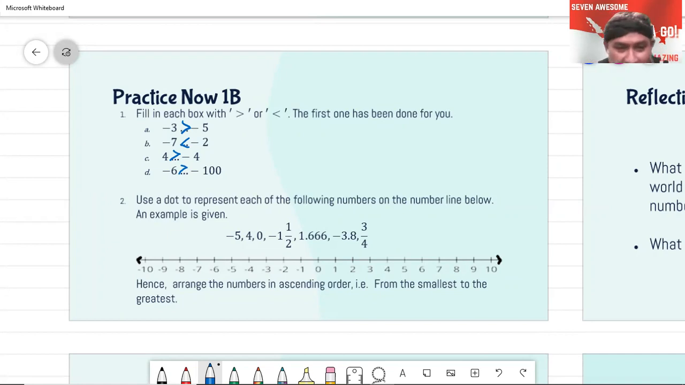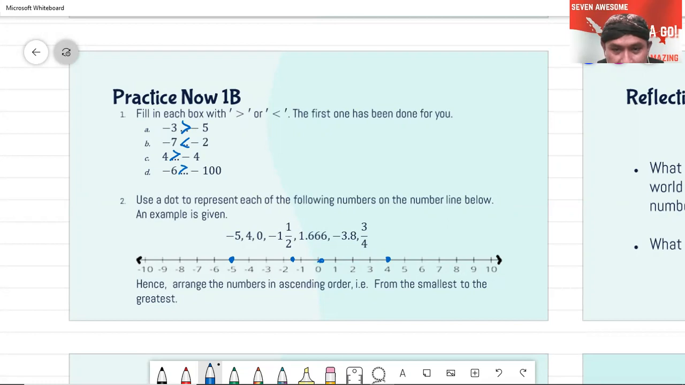On the number line, use a dot to represent each of the following numbers on the number line below. Negative 5. Oh, it's obvious. This one is negative 5, 4 is this one, and 0 is this one. Negative 1.5: we see negative 1, this is negative 1. Negative 1.5 is between negative 1 and negative 2. So this is it for negative 1.5.